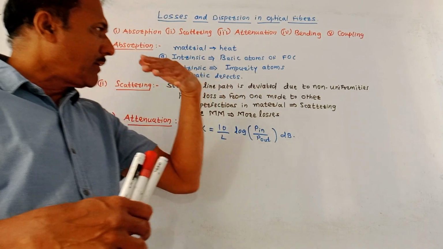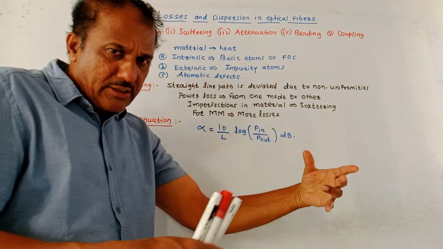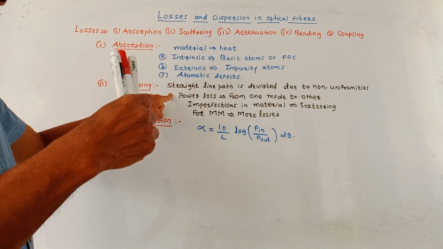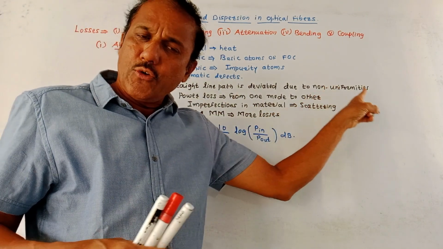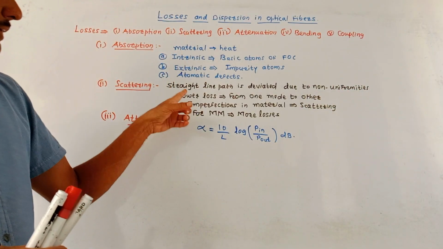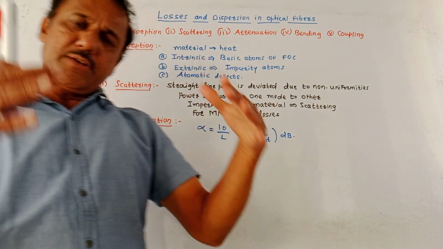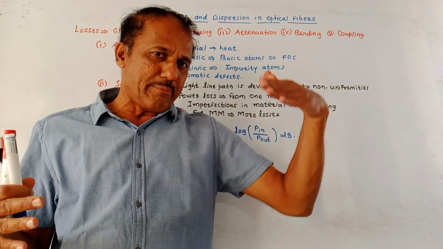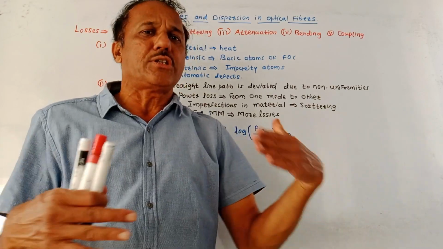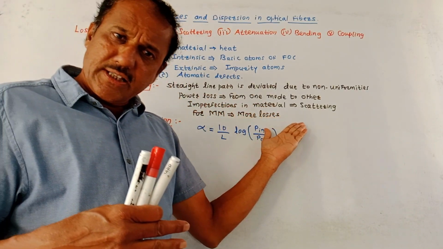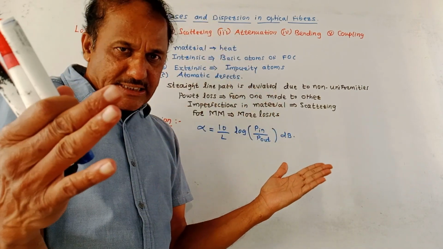Next is the scattering losses. Scattering means the deviation or change in the direction of light ray. This change is due to the non-uniformities present in the material of the optical cable. This causes power losses. That means if I'm talking about a multimode fiber, then power from one mode may get transferred to the other mode, which represents the losses. Again, due to the imperfections in the material, scattering of the light rays takes place.